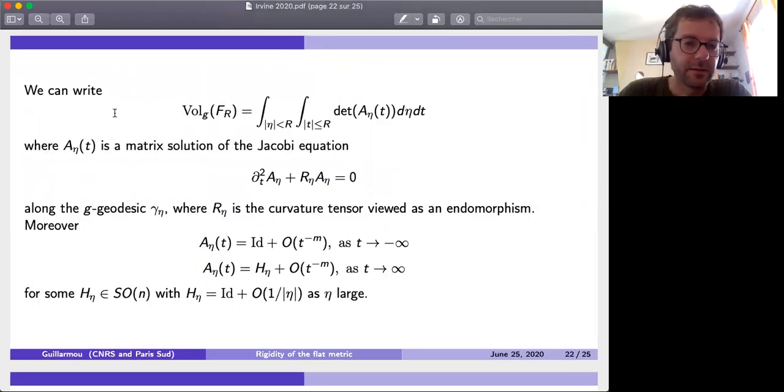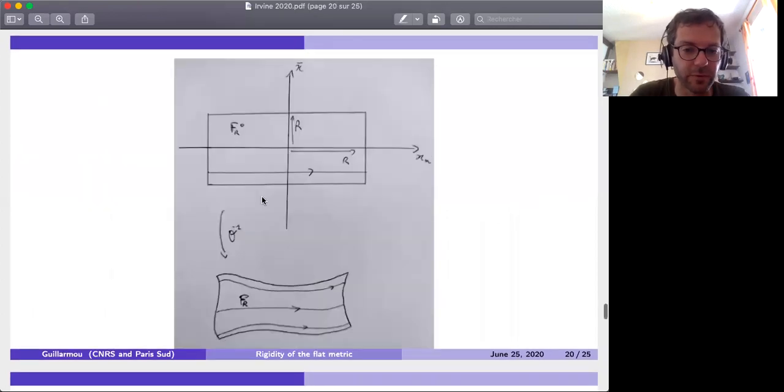Then, remember, I said that we can compare the volume of this cylinder for the metric G with respect to the Euclidean volume. And they are equal up to some big O of some power of R depending on M. And when M is large, this thing, when R goes to infinity, is going to 0. So now I want to estimate this volume also in another way. I want to disintegrate it using this coordinate given by the foliation.